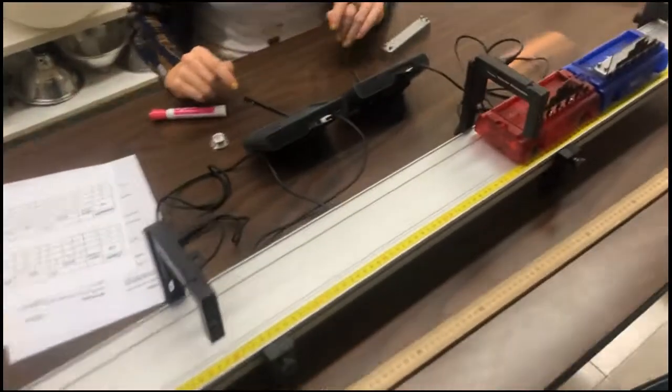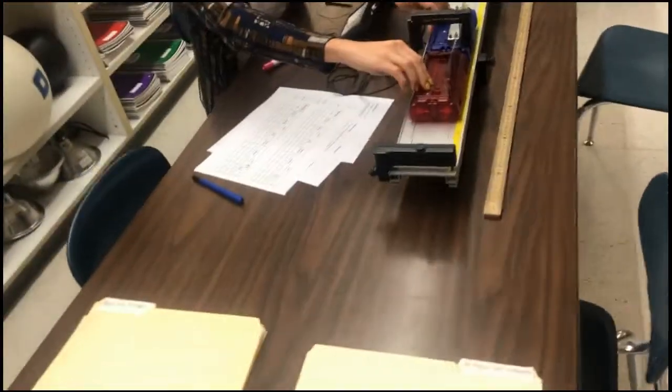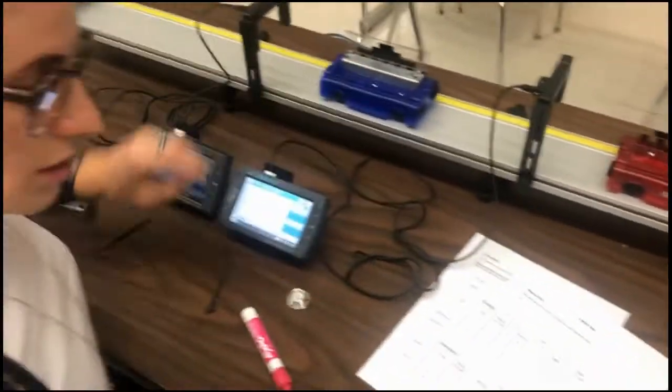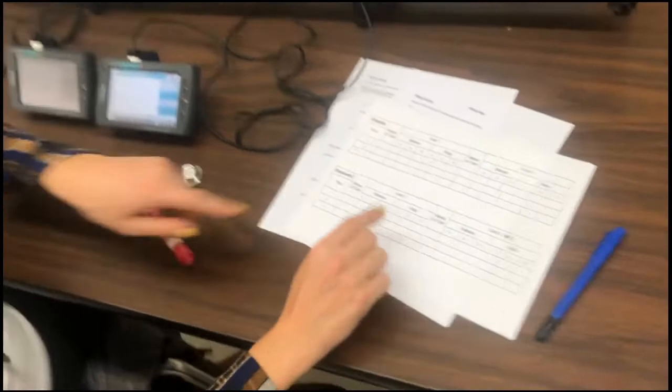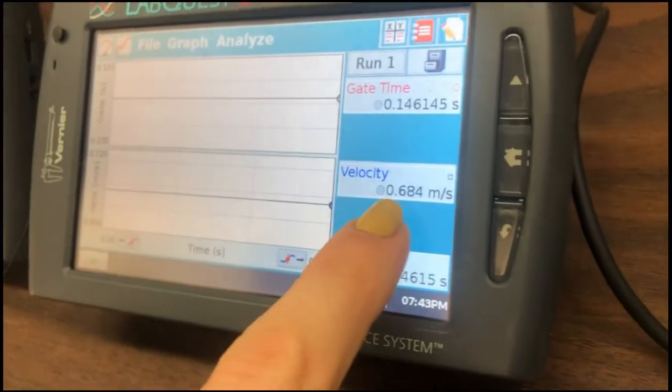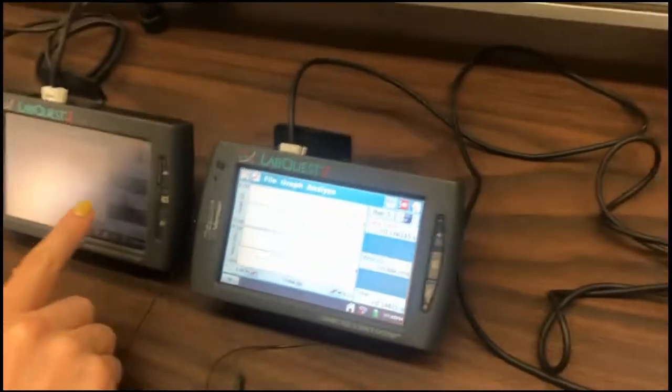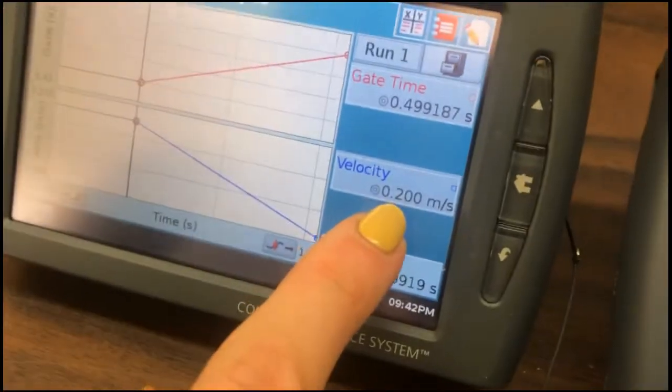So before, the mass of cart 1 was 0.250, and afterwards it's 0.750, that's the total mass. So 0.750, 0.250, and then our cart in the very beginning, the velocity is going to be 0.684. And then both of them afterwards, 0.2. And that's going to go right over here.